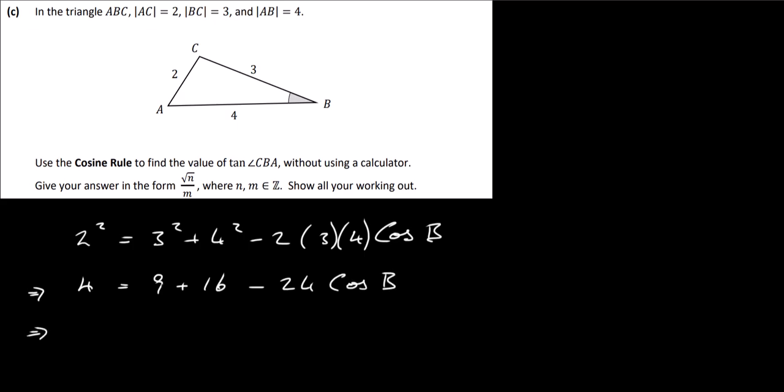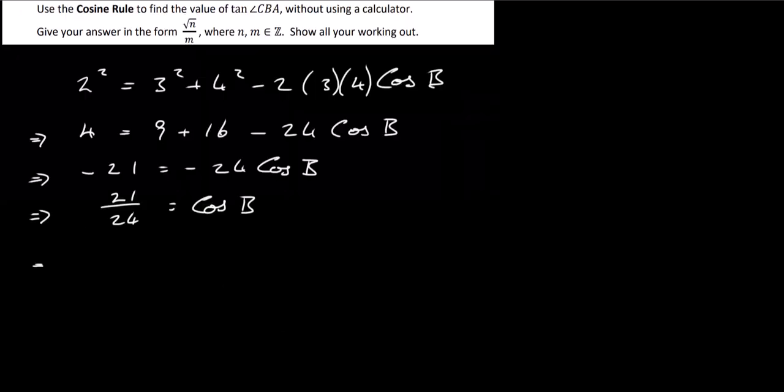Okay, so 9 and 16, 25. Bring that over to the other side. That'll give you 4 minus 25, which is minus 21. So you have minus 24 cos B. And then finally, cosine of B, divide by minus 24. Minus divided by minus is plus, so it's just 21 over 24. So we can simplify that a little bit. So let's see, we've got cos of B is equal to 7 over 8.